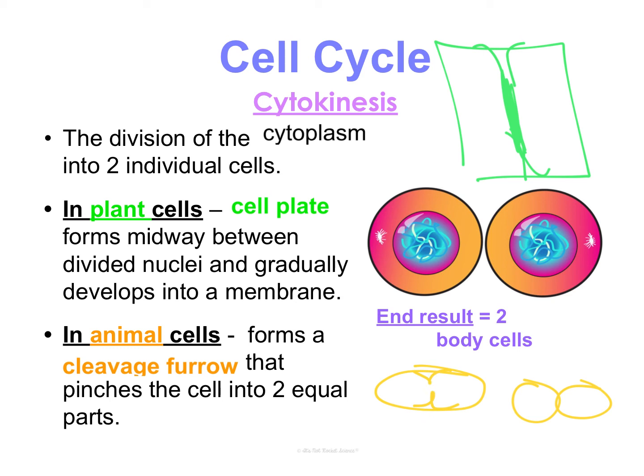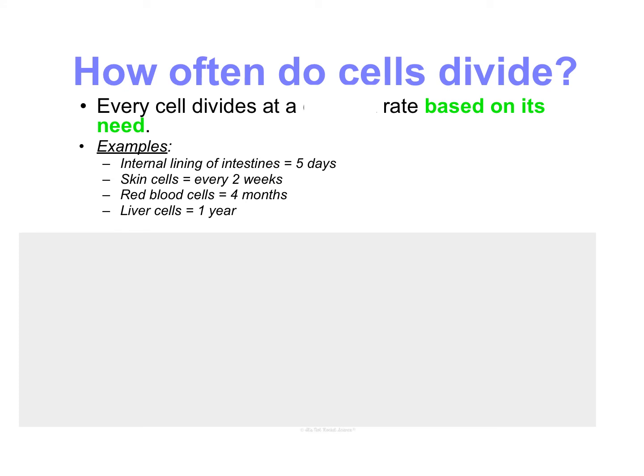So now that mitosis and cytokinesis is complete, we have created 2 identical body cells. And we're saying they're body cells because mitosis makes all of the cells that make up all the parts of our body. So something to ask ourselves is, how often do our cells divide? Why does this matter? So every cell, depending on what cell type it is, is going to divide at a different rate based on its own needs.